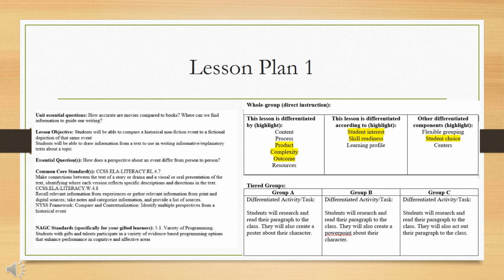My first lesson plan was my pre-assessment. The objective of this lesson was that students will understand how one event could differ from person to person. I had 3 homogeneous groups of students. One shared a poster at the end, one a PowerPoint, and one put on a skit. This was my first time that I ever used tier groups, and I really enjoyed it.